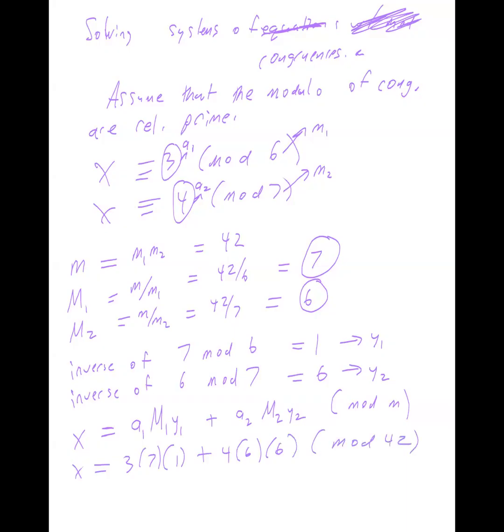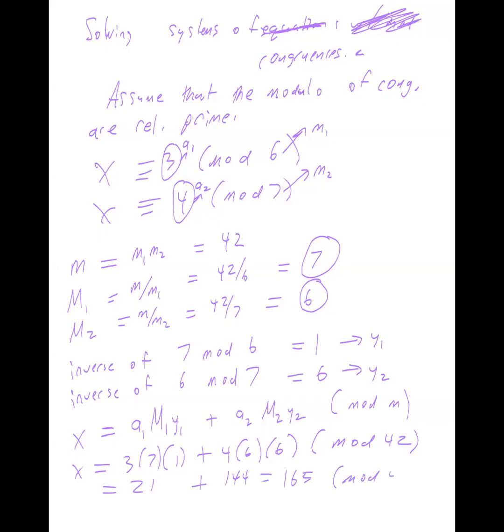So what's 3 times 7 times 1? 21. So it equals 21 plus, what's 4 times 6 times 6? It's going to be a big one, wow. 144. Okay, and what's 21 plus 144? 165. Okay, now the final step.